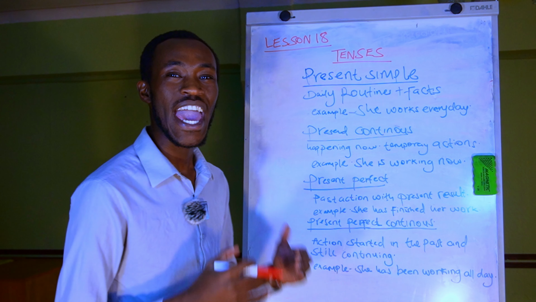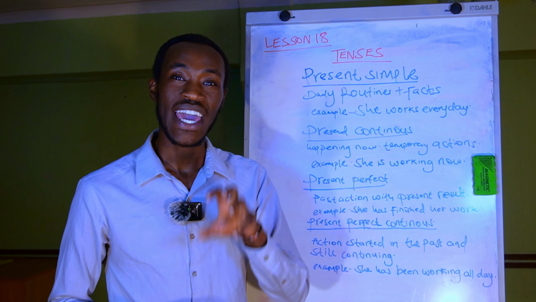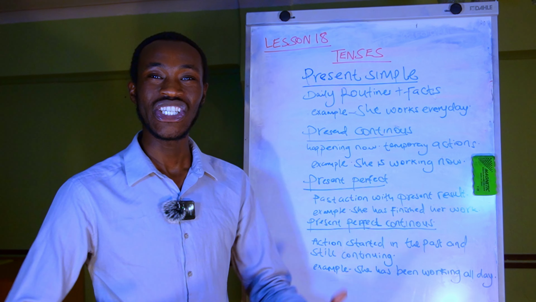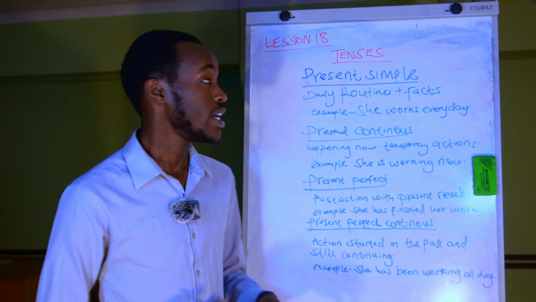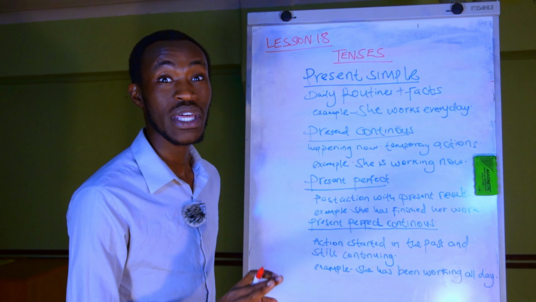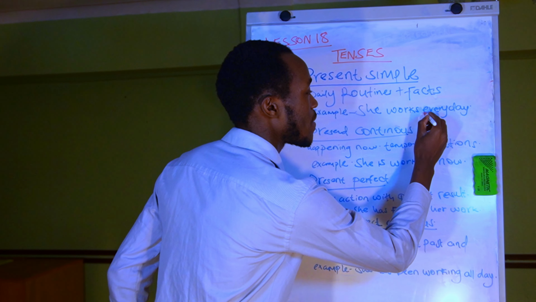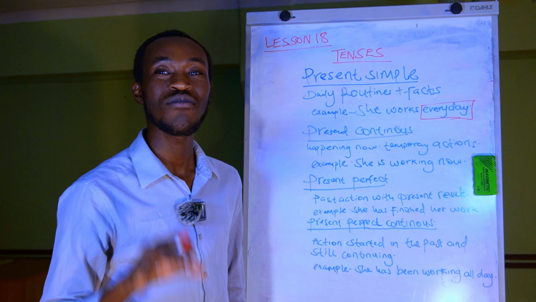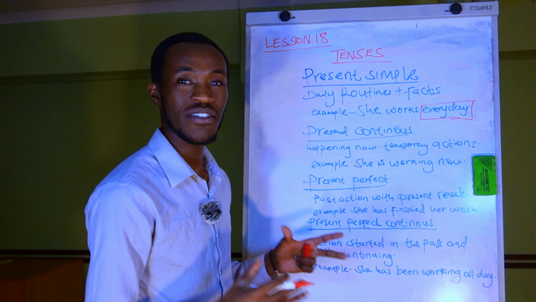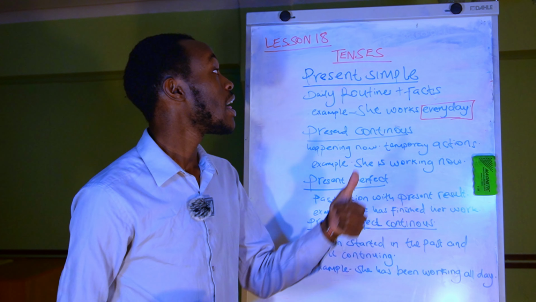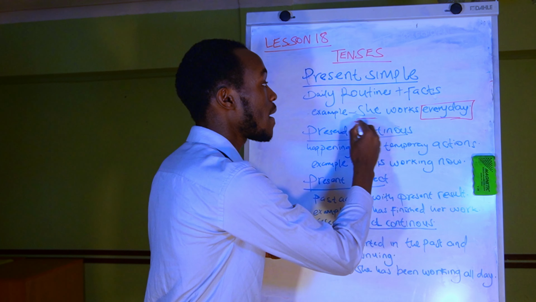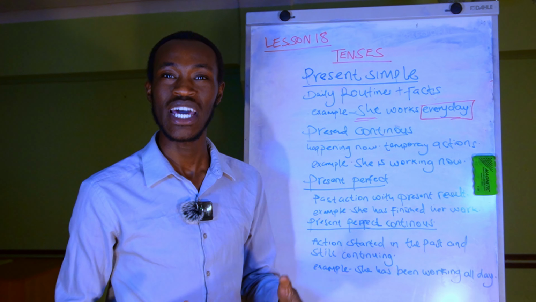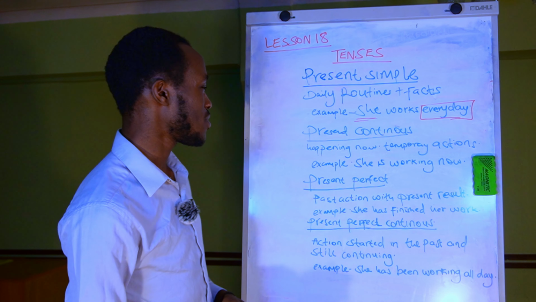She works every day. That means the person that we are mentioning, she does it every day. It is present. How do you know that it's present? 1, every day. You see, she works every day. So every day has given us the aspect that the subject here works every day. It is present and also what? Simple tense.